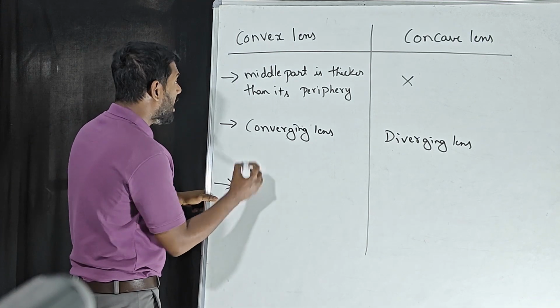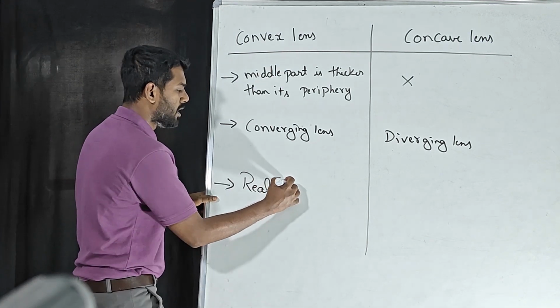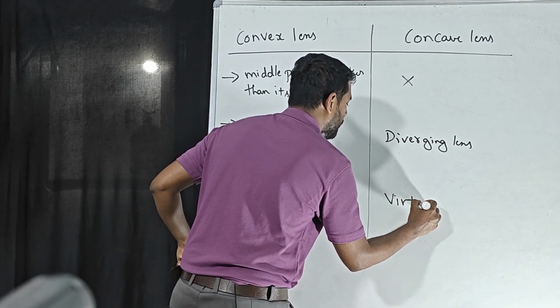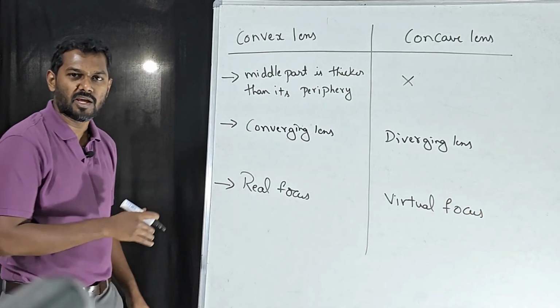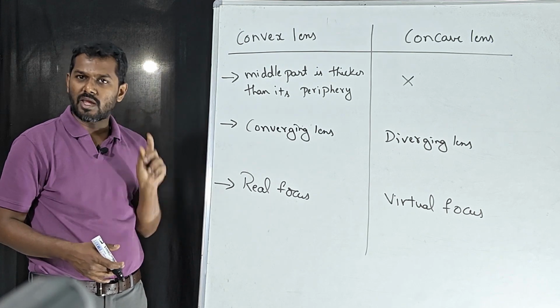Then convex lens has a real focus, and concave lens has a virtual focus. Why does it have a virtual focus? That is what we learnt in the previous slide. So these are the differences between convex and concave lenses.